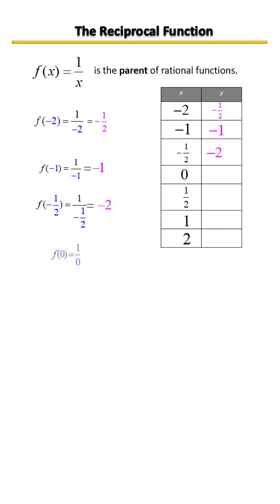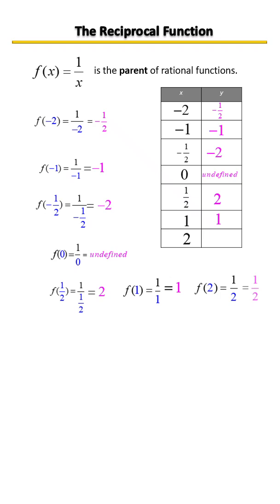Let's plug in a 0. When you plug in a 0, you should know anytime you have a 0 on the bottom of a fraction, it is always undefined. Okay. Next, let's plug in a half. Plugging in a half, we're going to get out 2. Let's plug in a 1. We get out 1. Plug in a 2, and we get out a half.